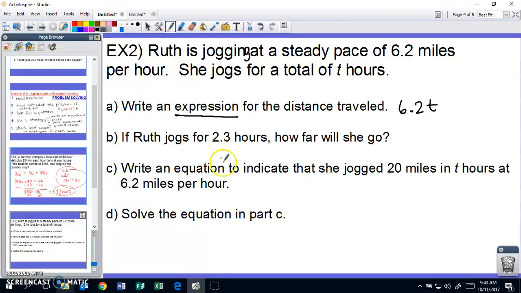So, in part B, they're now giving me a time in hours. So, how far will she go? Now we're going to take substitution. The substitution property is allowing us to say that T equals 2.3. So to find out how far she went, I'm going to put 2.3 in for T in my expression. So 6.2 times 2.3, Ruth went 14.26 miles.